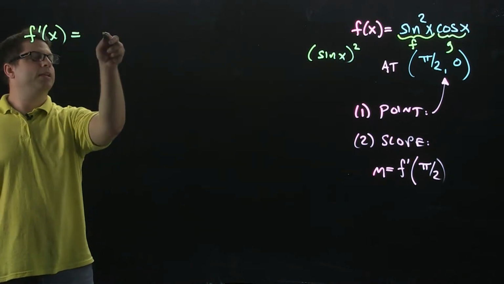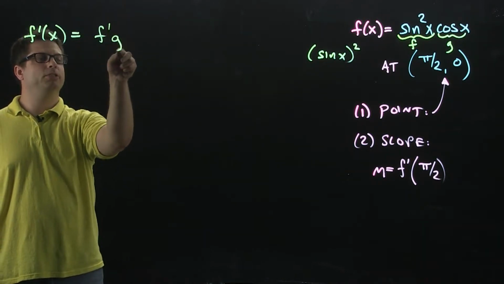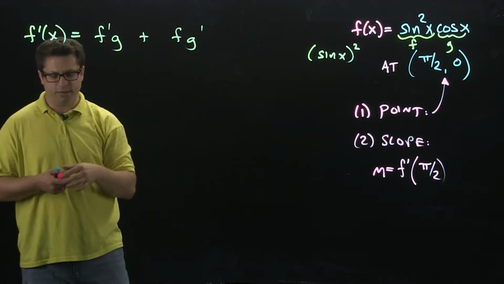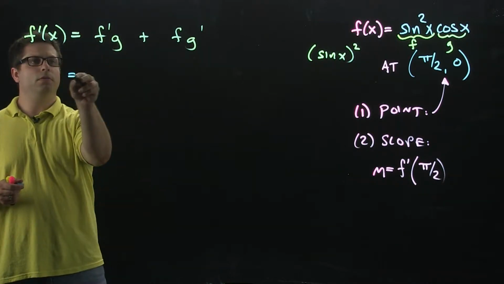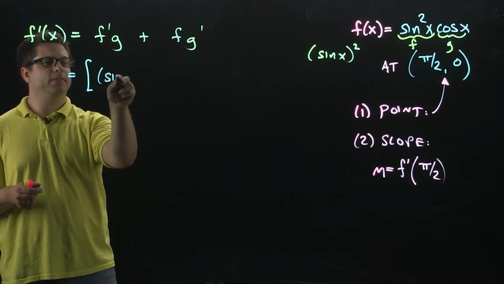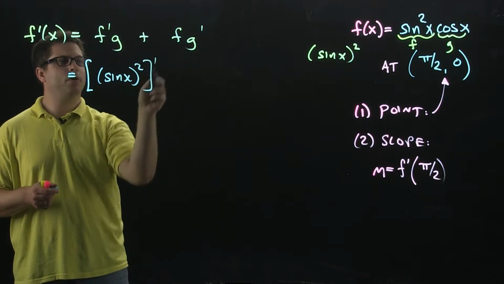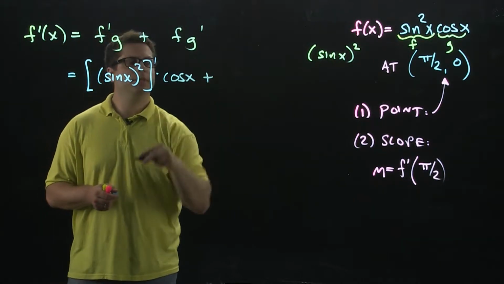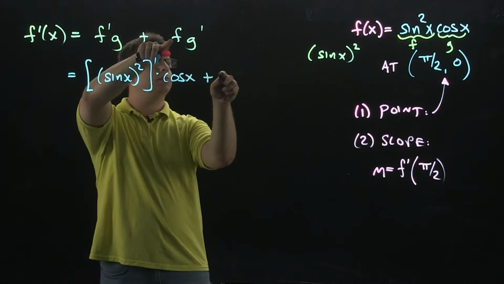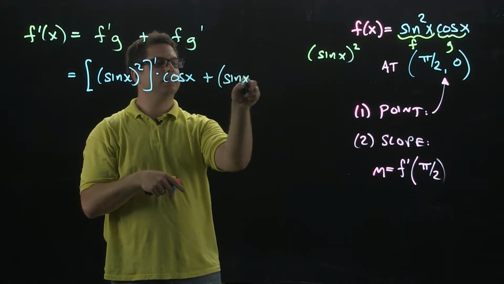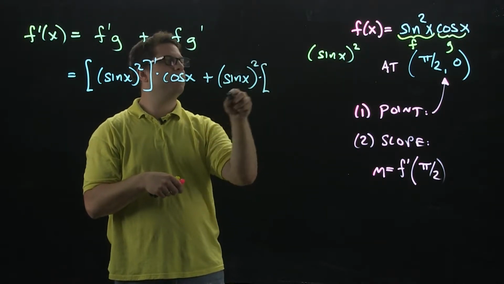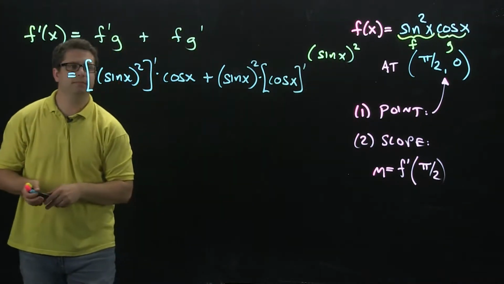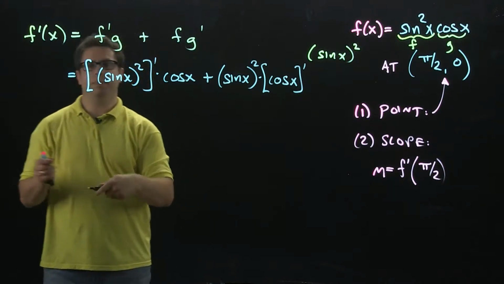All right, now the derivative is, again, the product rule is going to be f prime g plus f g prime. And then we've already identified f and g. So we're going to have sine of x squared prime times g, which is cosine, plus, and then we're going to leave f alone, which is sine x squared, and then multiply by the derivative of g, cosine.